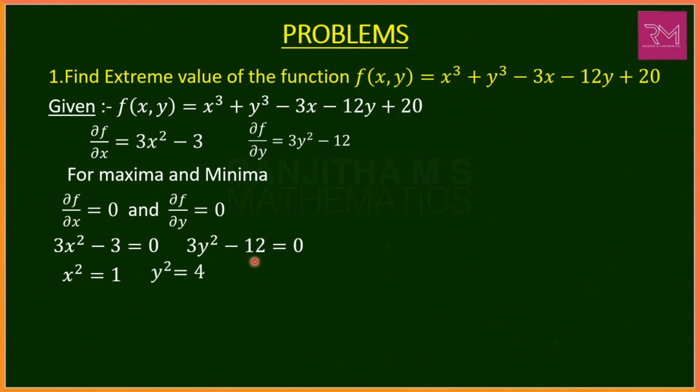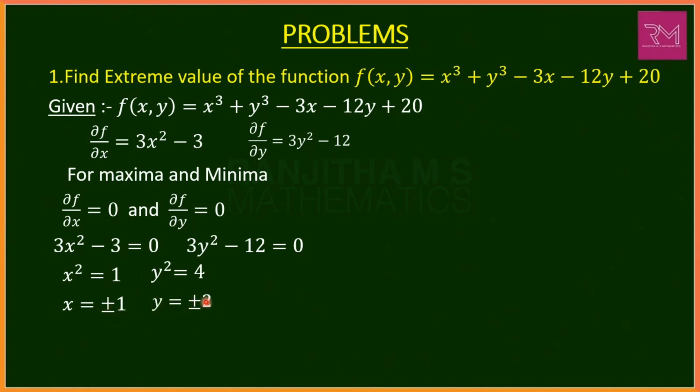Similarly, if we take 12 to the right hand side and 3 goes to the denominator, we get 12 divided by 3. Hence we get y square value as 4. If we take this square to the right hand side, that becomes square root of 1. We get x is equal to plus or minus 1. Similarly, y value is equal to plus or minus 2.